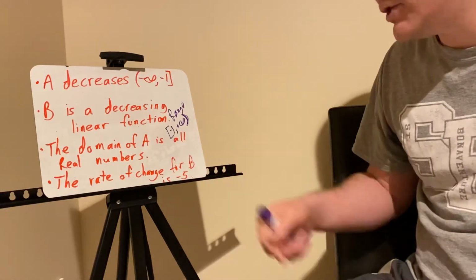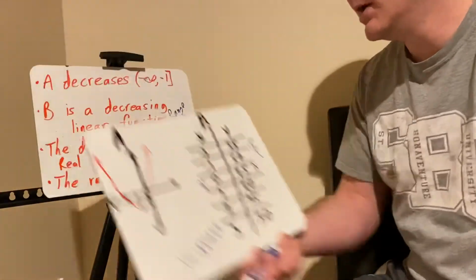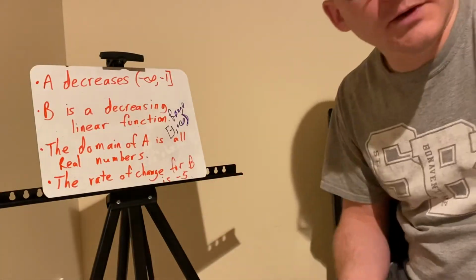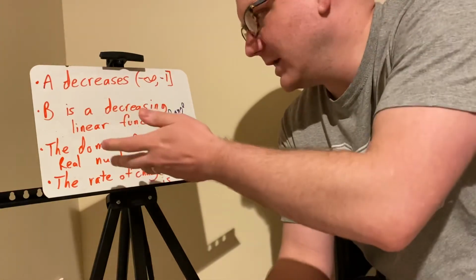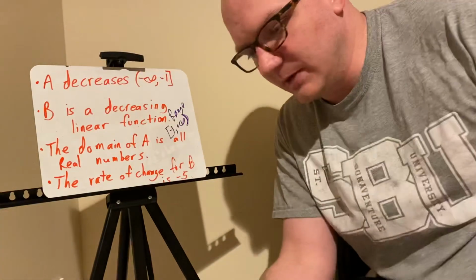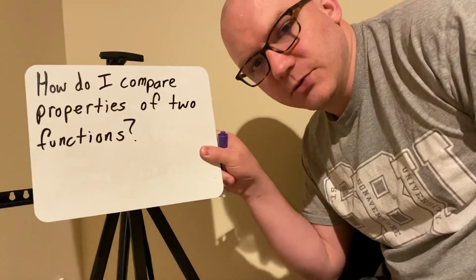The rate of change for B is -5, and that's just the slope that we had calculated here. So these are just a few examples of different types of features you want to remind yourself of. Your slopes, your rates of change, domains, range, increasing, decreasing, things like that to be aware of when comparing properties of two functions.